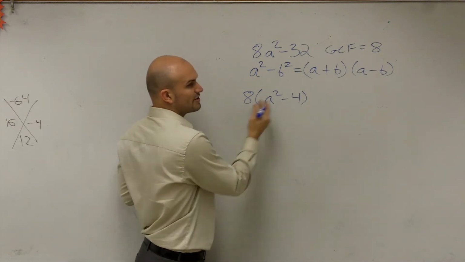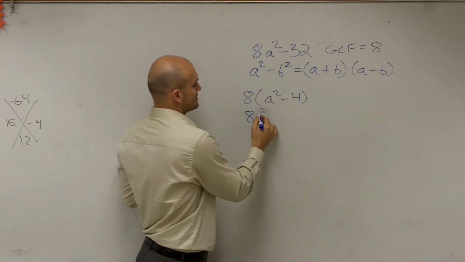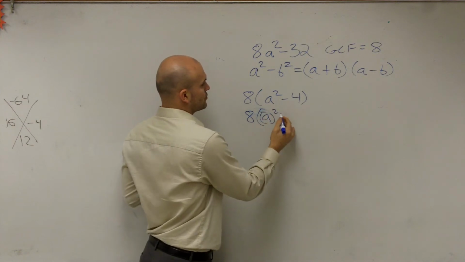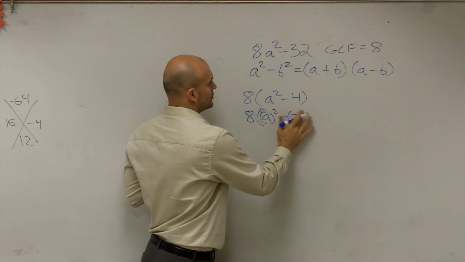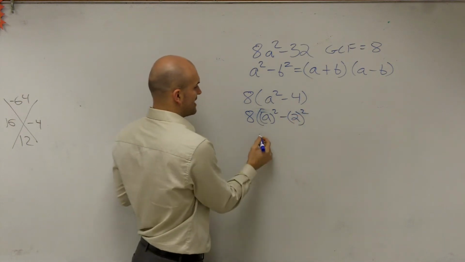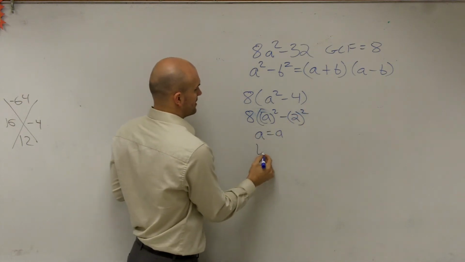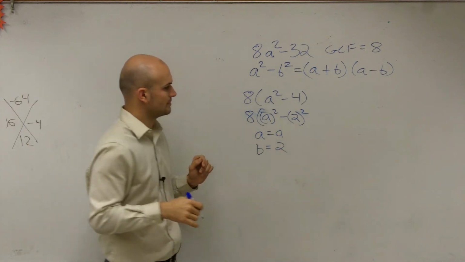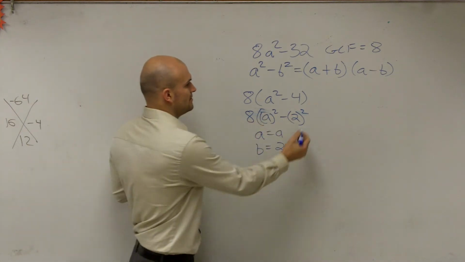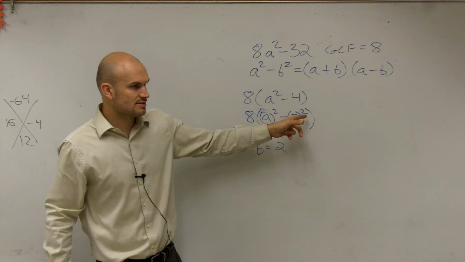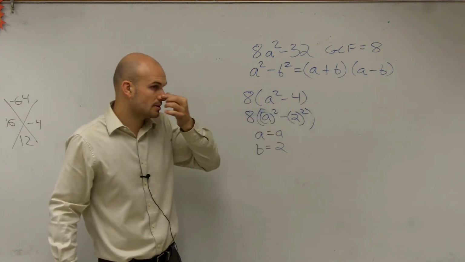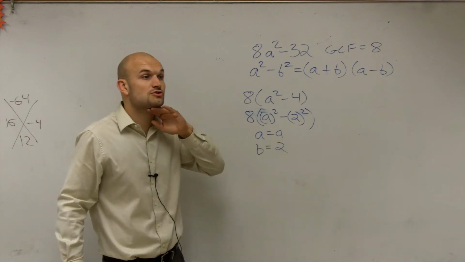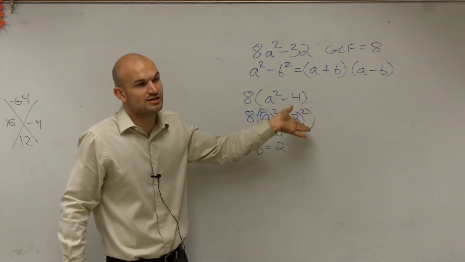So what I'll do is rewrite this as squared numbers: 8 times a squared minus 2 squared. That means a equals a, and b equals 2, because you can see I'm squaring both terms. So a squared obviously equals a squared, and 2 squared equals 4. This is a difference of two squares. We're doing difference of two squares rather than difference of two cubes.